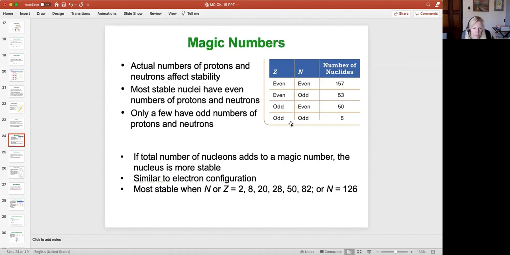If the total number of nucleons, remember a nucleon is a proton or a neutron, adds to a magic number, then the nucleus is going to be more stable. So these are all magic numbers. Some other magic numbers are when N or Z, so number of neutrons or number of protons, equals 2, 8, 20, 28, 50, and 82, or 126. Those have a little bit more stability than the average element as well. So there are reasons for this.